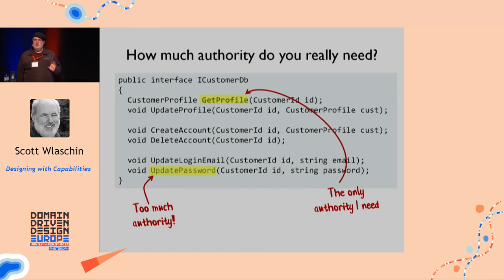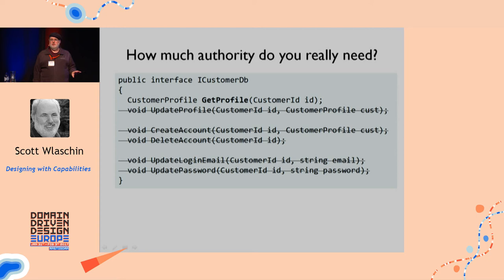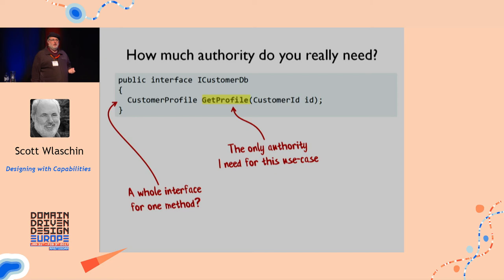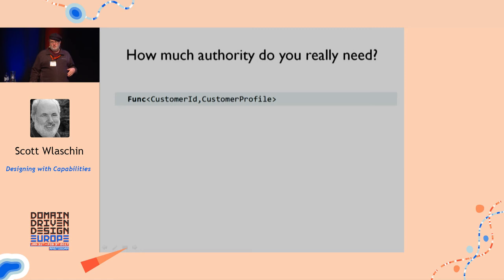So basically, don't give me the authority to do that. Cross out all the methods that you don't want me to have, and I just get an interface with one method. Now, a one-method interface is basically the only authority I need. Do you really need an interface just for one method? And the answer is no, because in C# and in F# you can use functions. I mean, even in Java now, you can have functions. So it's a function that you give a customer ID and it returns a customer profile.